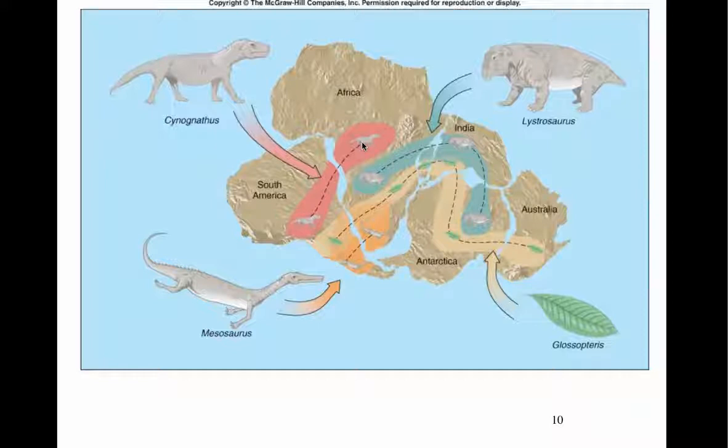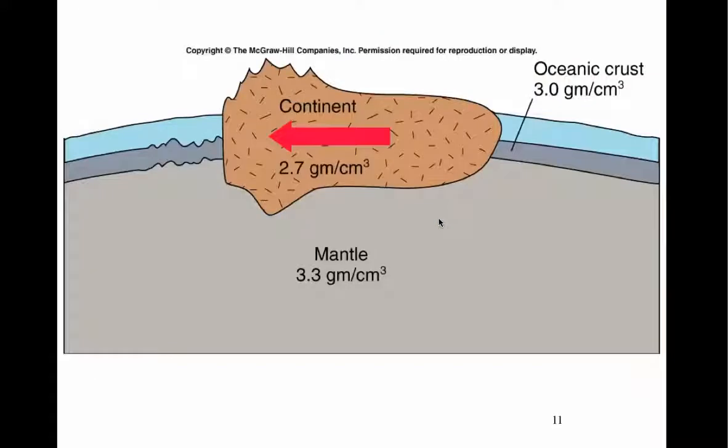Oh, one more time. More fossils. The fossils of the Cynognathus. Okay, this, Glossopteris, and Mesosaurus are found like this, and all of them must at one time have been joined on the continents. Here was Wegener's idea that the lightweight continent really plowed its way through the denser mantle and just wrinkled this up somehow.